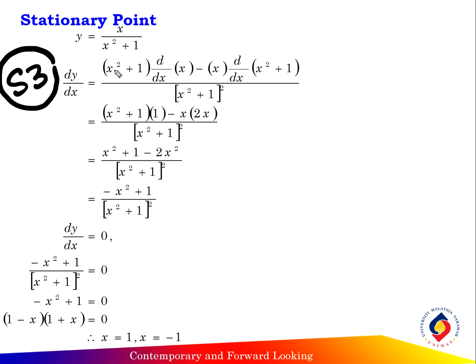So v is x squared plus 1, and you differentiate u, which is x, and differentiate x squared plus 1, and the denominator here is x squared plus 1 to the power of 2. Yeah, and the first derivative, you check the answer, equals negative x squared plus 1 over x squared plus 1 to the power of 2, and you find the stationary point of the rational function.